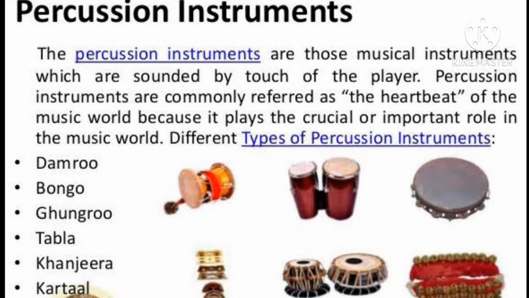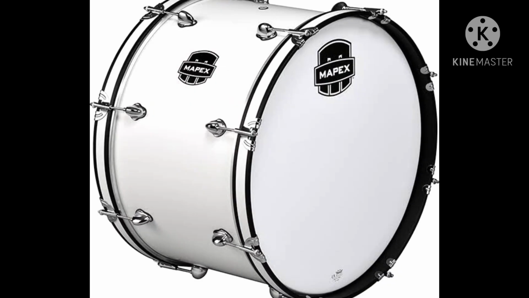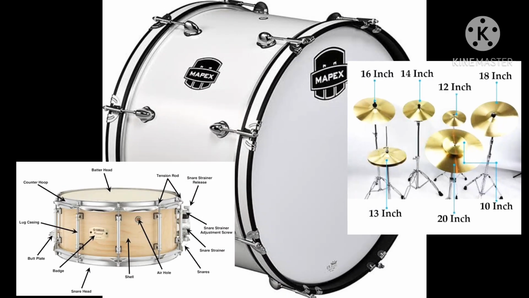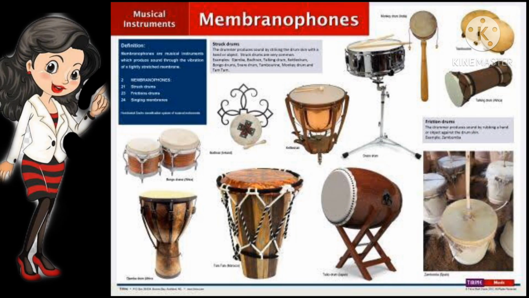Another one is the percussion instruments. There are a lot of examples of percussion instruments. Some of them are cymbals, snare drum, and bass drum. Membranophones are a group of instruments that produce sound primarily by way of a vibrating stretched membrane tapped by hands or sticks.